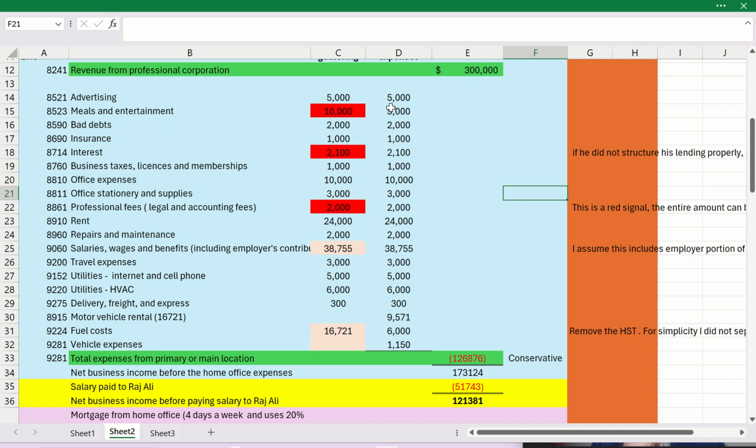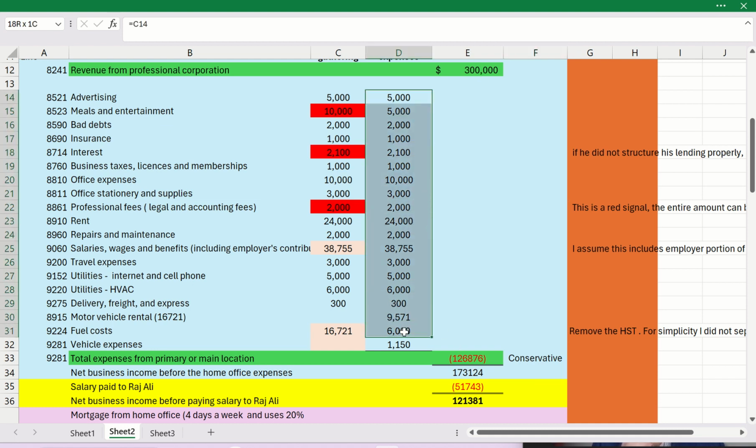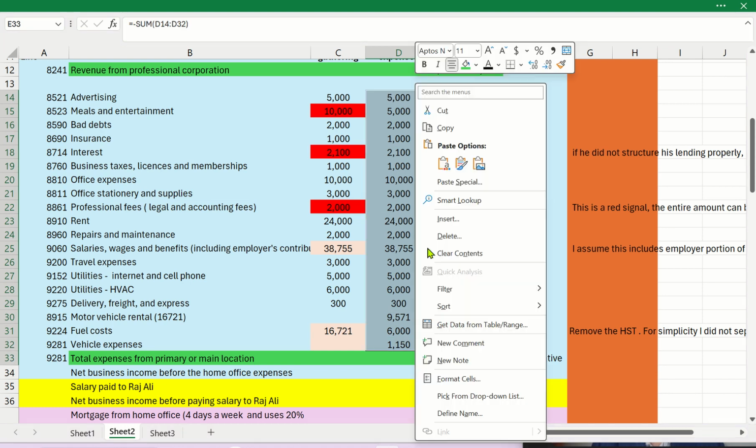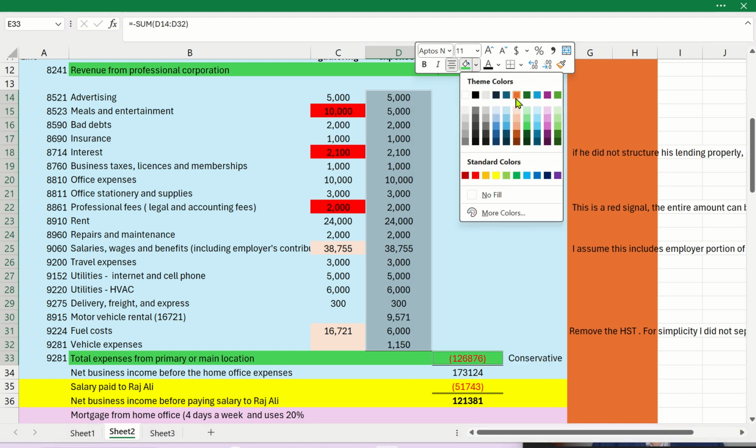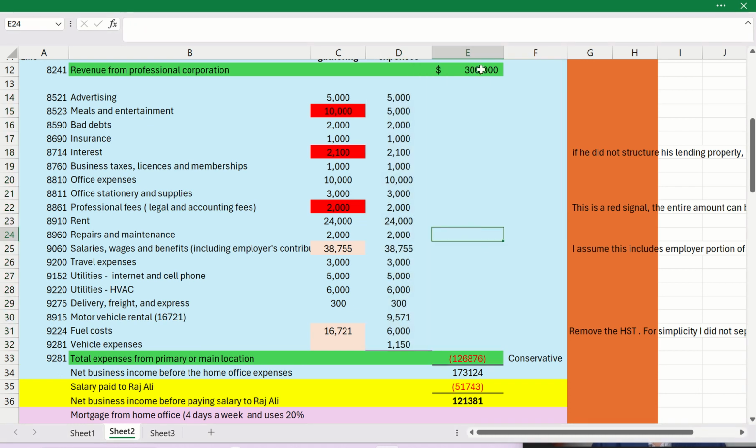Okay, so you can see that 300,000 subtract the total expenses. If we sum this up, that would give us this number over here. This is how this number came about, and this is where the number came from. So you subtract 300,000 less the $126,876. That gives you this amount here, $173,124. This is the amount before Mr. Raj paid himself a salary.